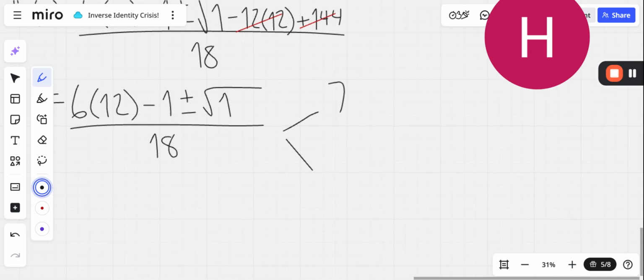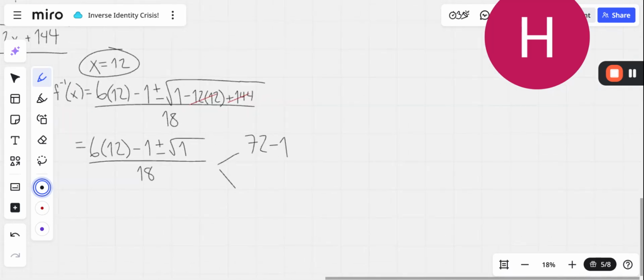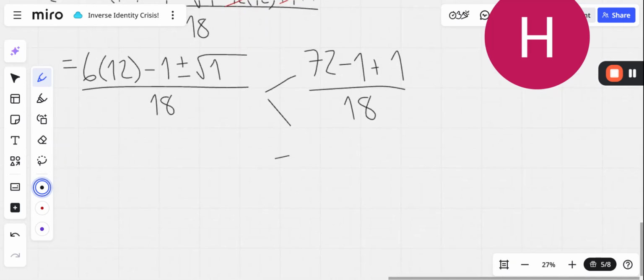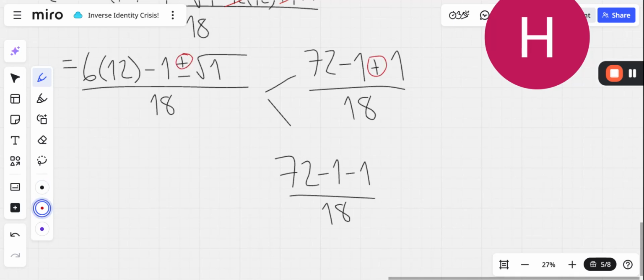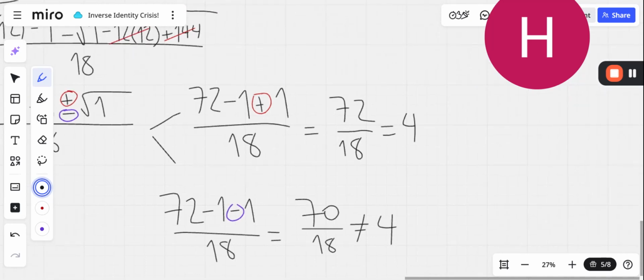Let's see here. We're going to have 72 minus 1 plus 1 over 18. Or we're going to have 72 minus 1 minus 1 over 18. Which one is correct? Is it going to be the plus? Is it going to be the minus? Well, if I do this, of course, those just cancel. We get 72 over 18. And if I subtract 2 from here, I get 70 over 18. This is not going to give us 4. This one is going to give us 4.